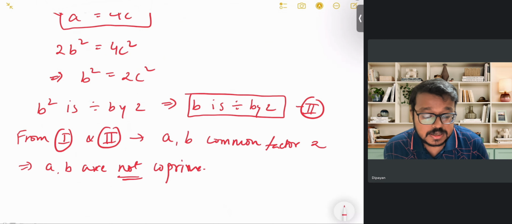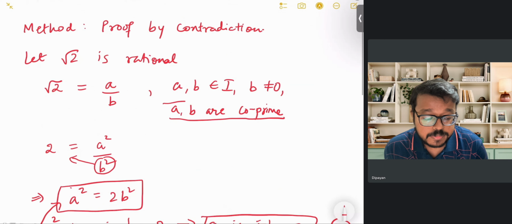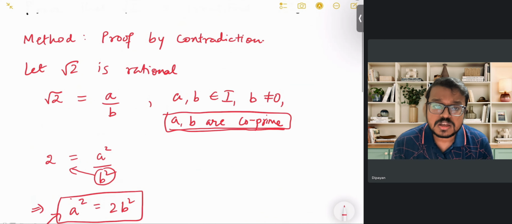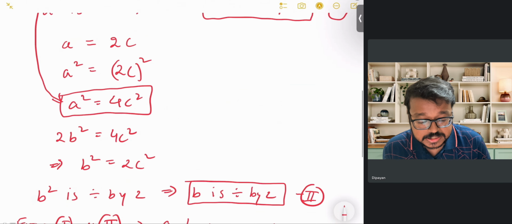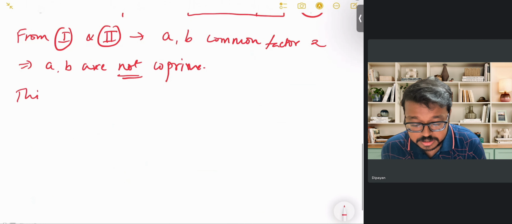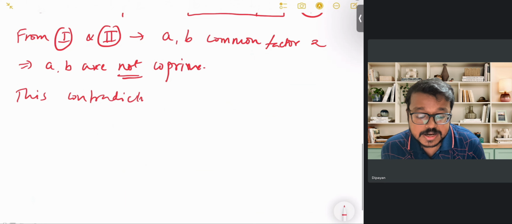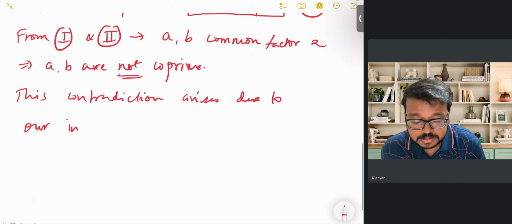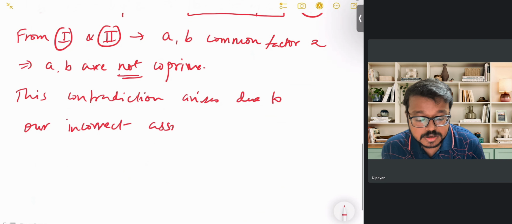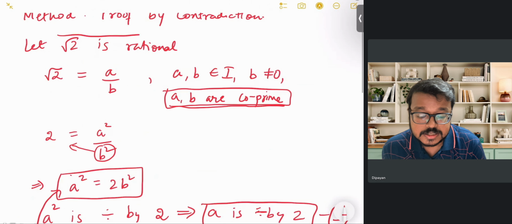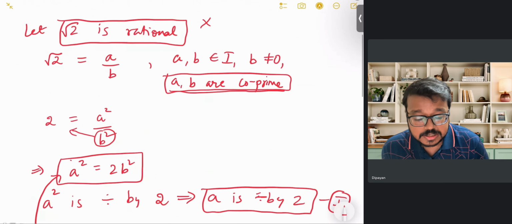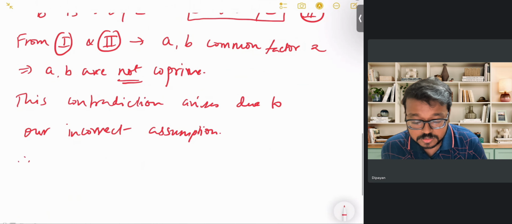But in the beginning I have claimed that a and b are coprime. So that means there is some sort of a contradiction happening. I claimed something but I am saying something else. So we will say that this contradiction arises due to our incorrect assumption. The problem started the moment I assumed that root 2 is rational. So this assumption is incorrect. So the only logical conclusion is that therefore root 2 is not rational. So root 2 is irrational.